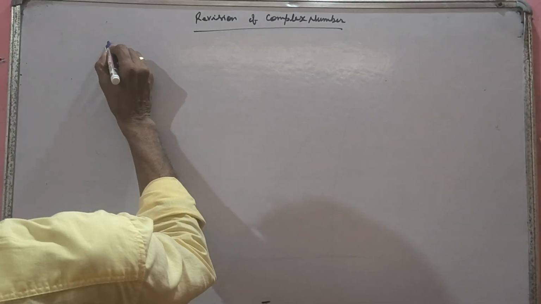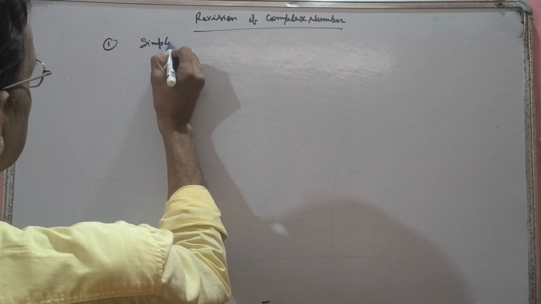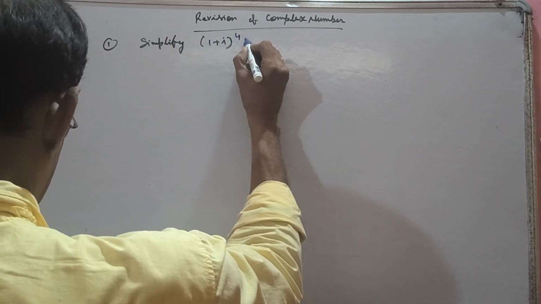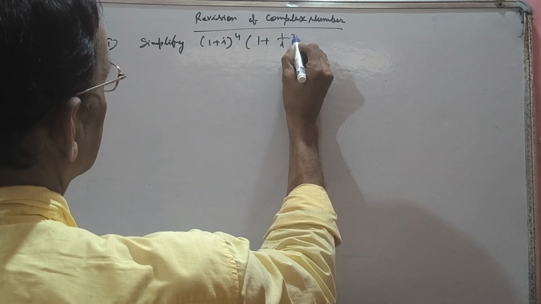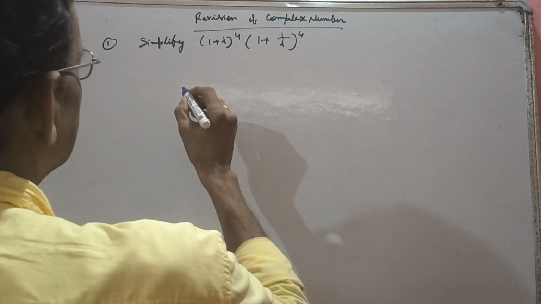Number one is to simplify (1 plus i) to the power 4 into (1 plus 1 by i) to the power 4. This is about a 2 marks question, you can say. So start now.